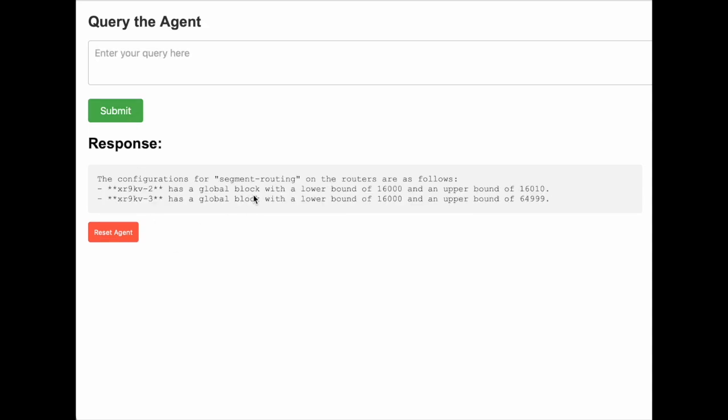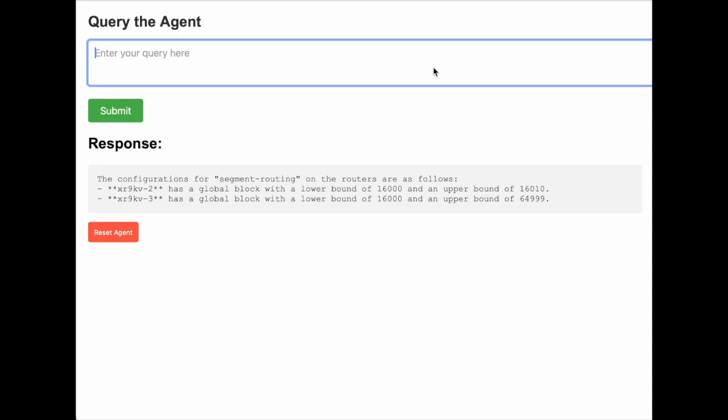Okay, router 2 has a global block with lower bound 16000, upper bound 16010. That's not right. Router 3 has the same 16000 to 64999. Okay, do you think this is all right conceptually with segment routing design?